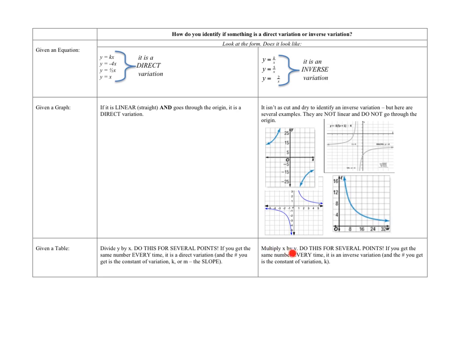Here, remember you find the constant by multiplying x and y together in an inverse variation, right? So you do this for several points, okay? You just keep doing that, and if you keep getting the same number by multiplying x and y together, then you're going to have an inverse variation.